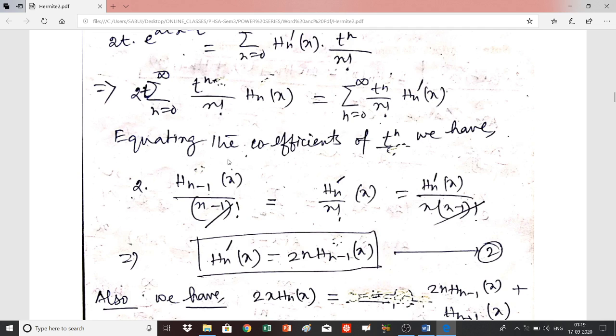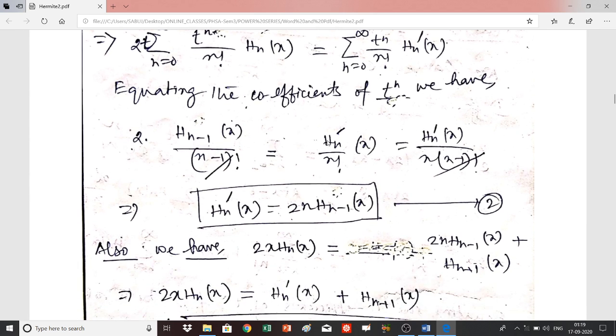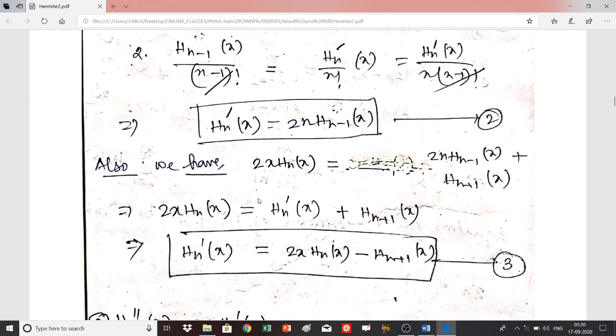Since n is replaced by n minus 1 in the left hand side of this expression, and that is equal to hn prime x by n factorial, and n factorial can be written as n into n minus 1 factorial. So from this you can write hn prime x is equal to 2n into hn minus 1. So it has been proved. Also write it as equation 2.